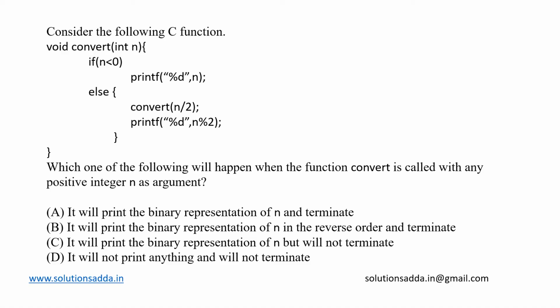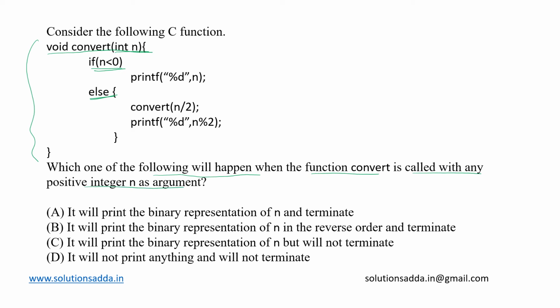This is a C programming question. We have been given a code snippet for a function called convert, which is taking an integer n as an argument and performing some computations based upon whether it is negative or positive. What they are asking us is which of the following events will happen if this function convert is called with any positive integer n as an argument.